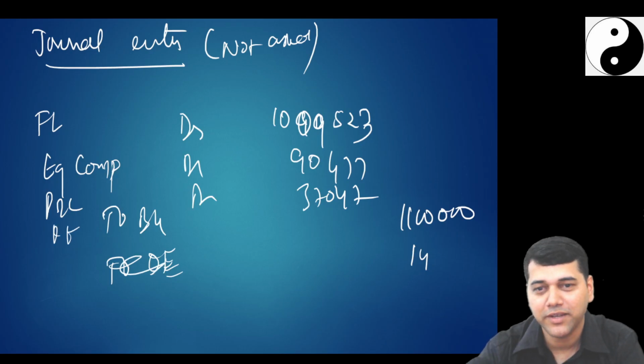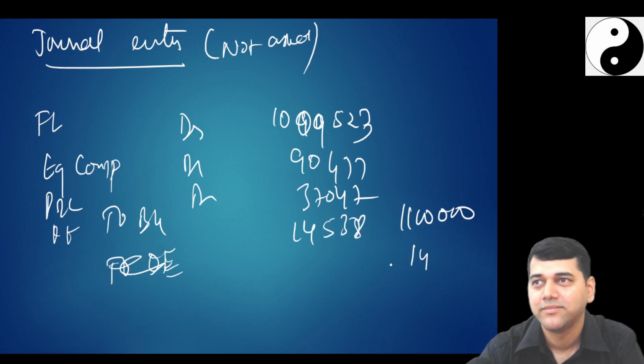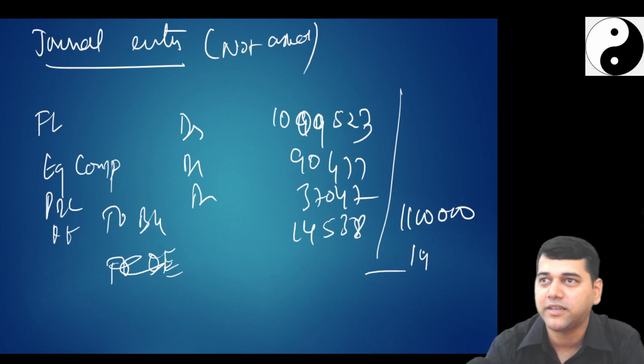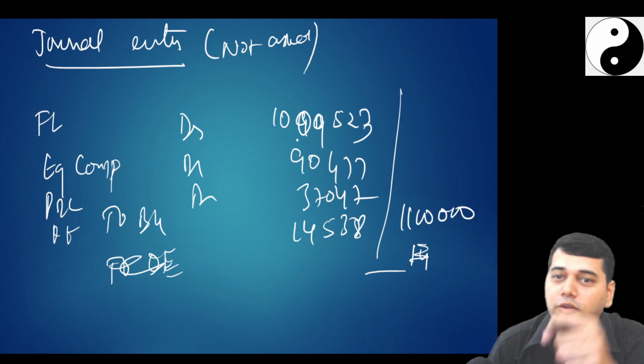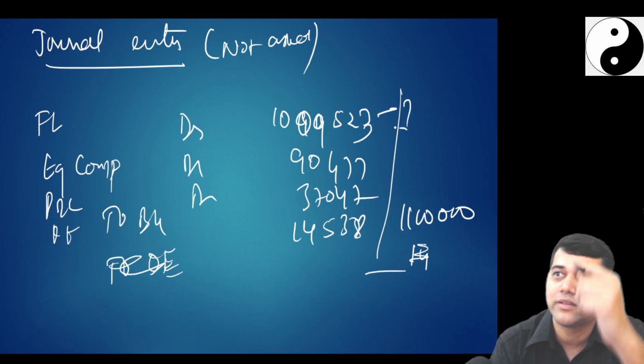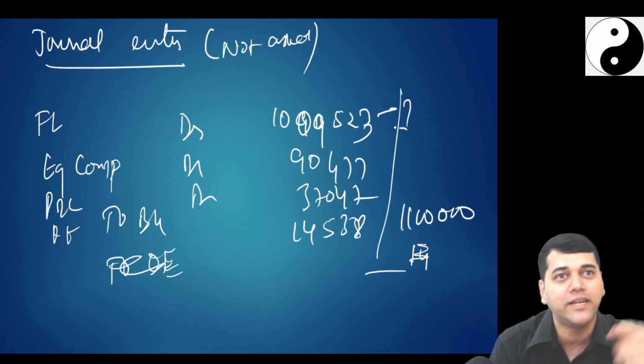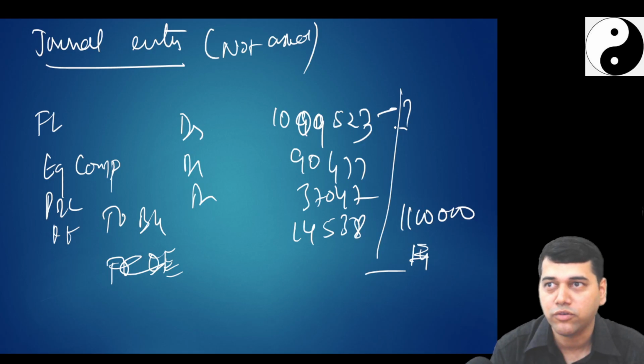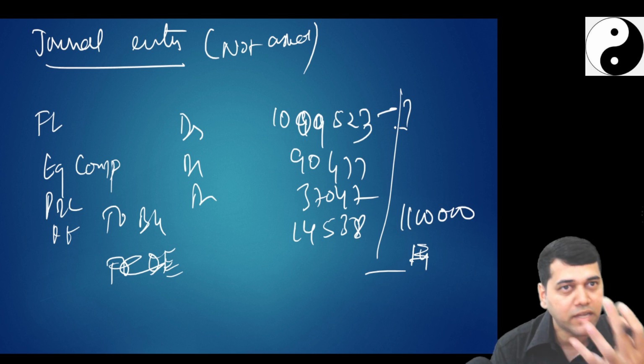Loss, other equity, 14,538. Will it tally now? No, even though you keep separately, ultimately this is the entry. That's what I'm wondering. How do you give this debit unless you have got a credit there? No, I want to combine.